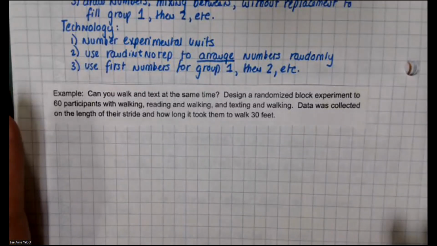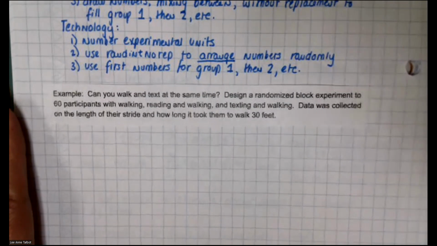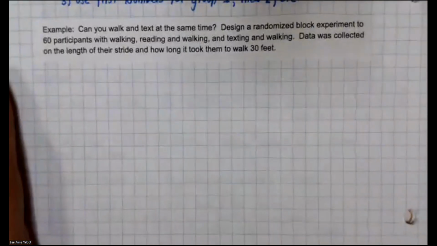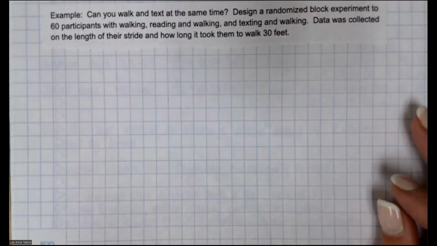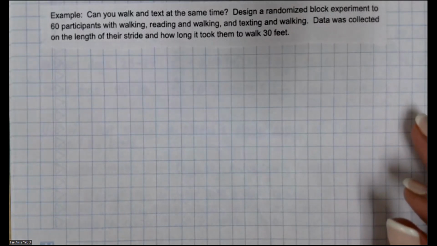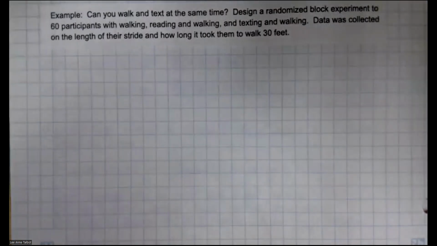Okay, can you walk and text at the same time? Design a randomized block experiment to 60 participants with walking, reading and walking, and texting and walking. Data was collected on the length of their stride and how long it took them to walk 30 feet. Okay, so we're gonna practice our vocab for experiments.